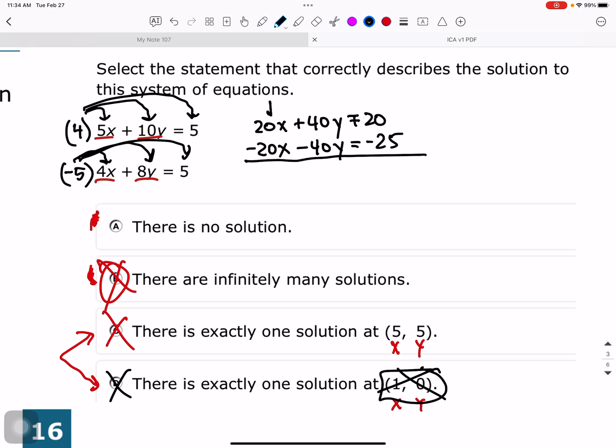Now, the x's, 20x's minus 20x's cancel out. Good, that's what I wanted. But 40y's minus 40y's, that also cancels out. We've got nothing on this entire side. On this side, we have 20 minus 25 equals negative 5. 0 never equals negative 5. That's a false statement, so there are no solutions.